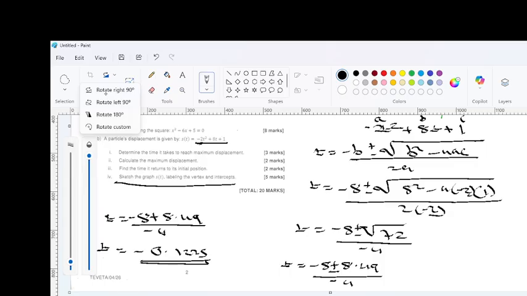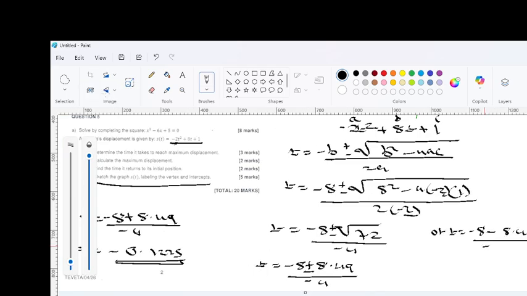Okay, so let me just have this space. t equals negative 8 minus, since we've done with the positive part, there would be minus 8.49 divided by negative 4. So t equals negative 8 minus 8.49, we're going to have negative 16.49 divided by negative 4.